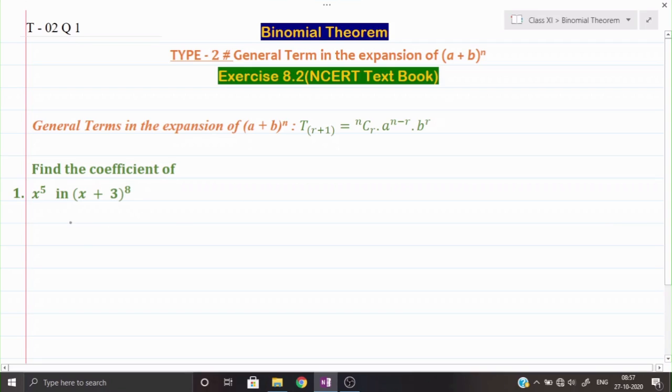First of all, here also we shall write down the values. a will be equal to x, b will be equal to 3, and n will be equal to 8. We shall apply the formula of T(r+1). T(r+1) is equal to nCr into a to the power of n minus r into b to the power of r. Okay, now put up the values here.